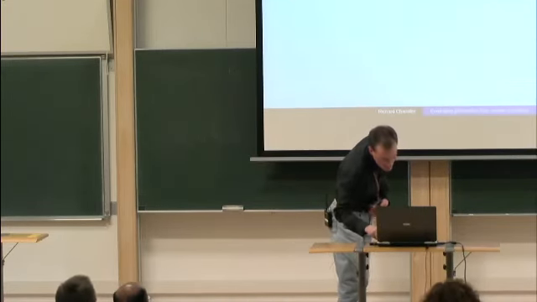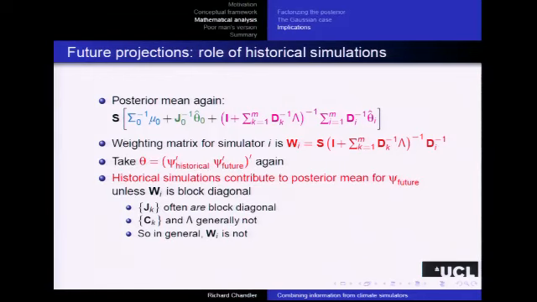But I think the point about this slide is that although the historical observations are not relevant for the future, historical simulations, 20th century simulations from the climate simulators are. And we can think about the structure of these matrices to figure that out.